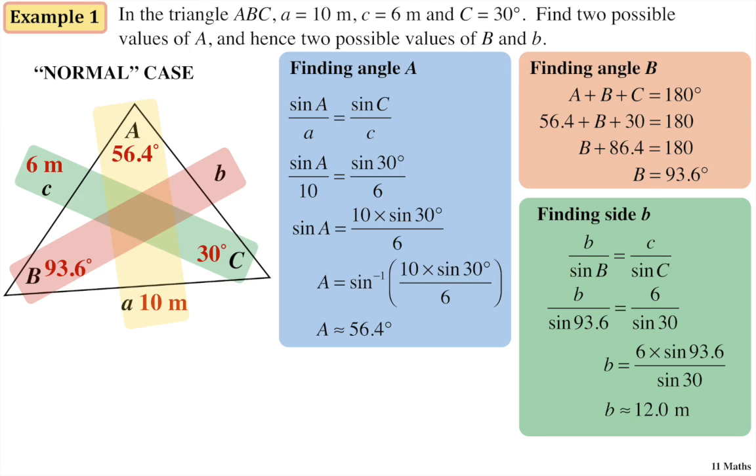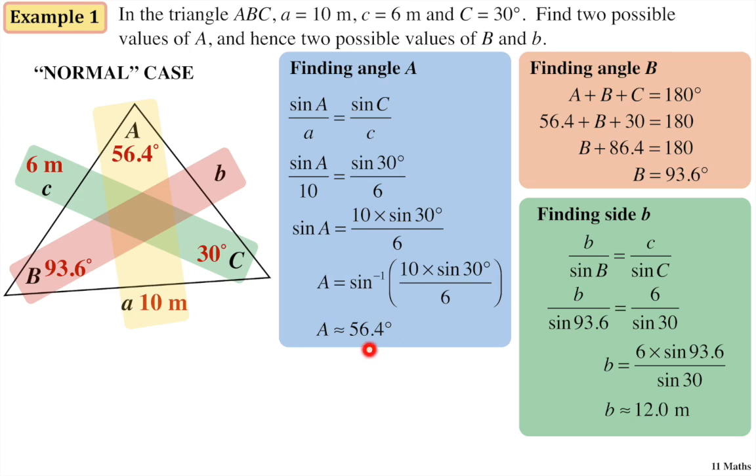But let's just reread what the question said. It said find 2 possible values of A. Now, what is that talking about? 99% of the time, you'll never have to worry about this. But what we need to understand is that when you deal with the sine rule and you are finding an angle, sometimes there are two cases. There is a normal case and an ambiguous case, and the sine rule will always find an angle that is acute.